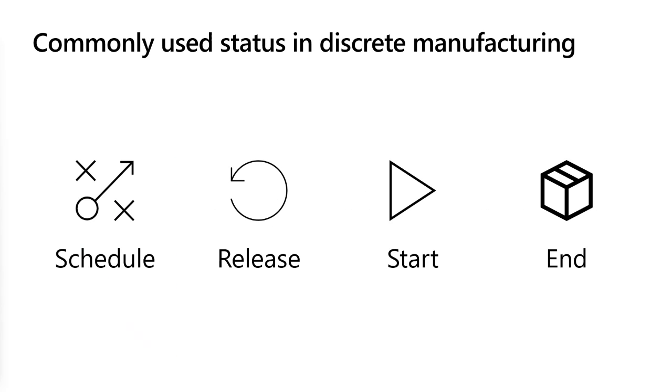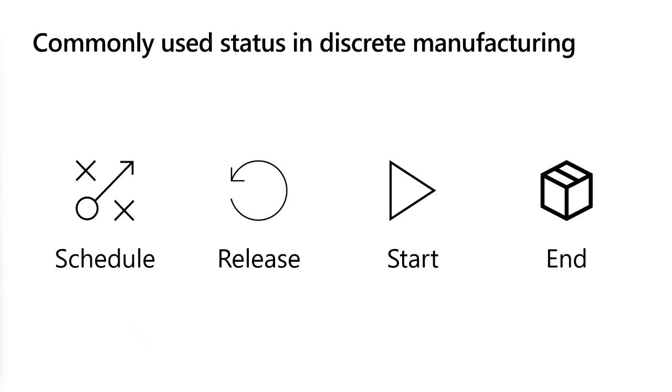As you just saw, I discussed every possible status available in production order processing. But you don't have to go through all of the statuses. You as a company can decide to utilize the statuses that make the most sense to you, and the other steps are just silently executed in the background if you reach the next step. In our experience, the 4 statuses that we see customers use most are schedule, release, start, and end.